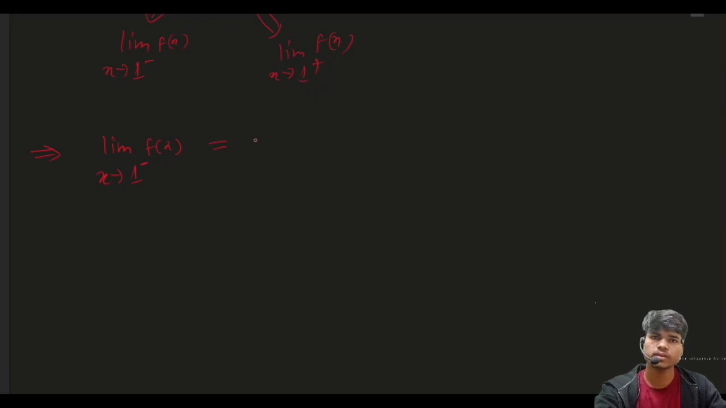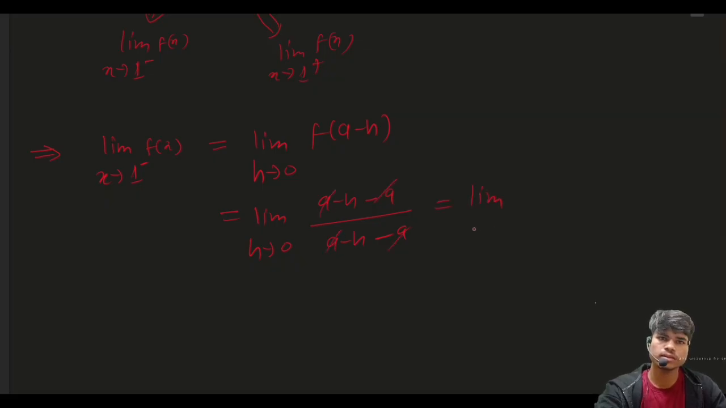We can write this limit as limit h tends to 0 f of a minus h. Also we can write this limit h tends to 0 of a minus h minus a divided by a minus h minus a. This will cancel out each other. We will get limit h tends to 0 minus h divided by minus h, and then this cancels out, so we have left hand limit 1.